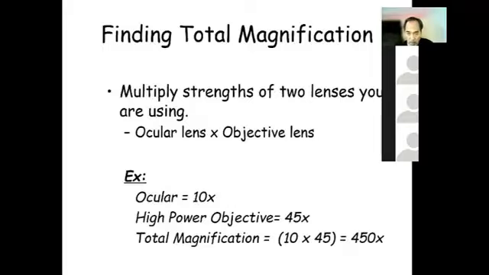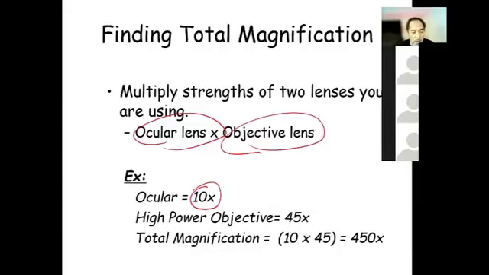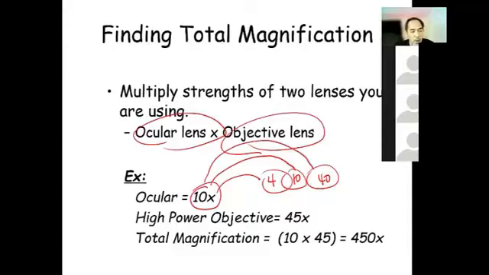So if you want to see the total magnification, just multiply ocular lens. Remember, ocular lens on our microscope is always 10x. And then use the objective lens, okay? Our objective lens is usually what we call 4, 10, and 40, okay? Those are the 3 objective lenses that we have. So if you want a total magnification of the low power or scanning objective, that's 40x. And for medium power, that is 100x. And for high power, that's 400x.